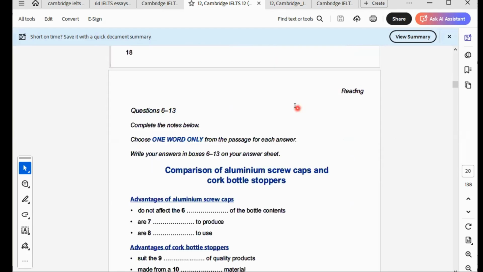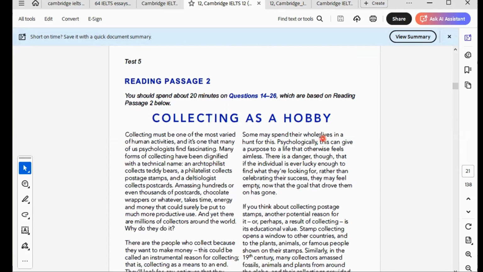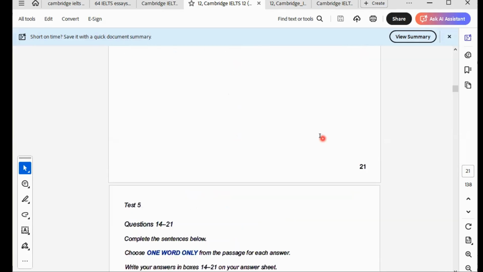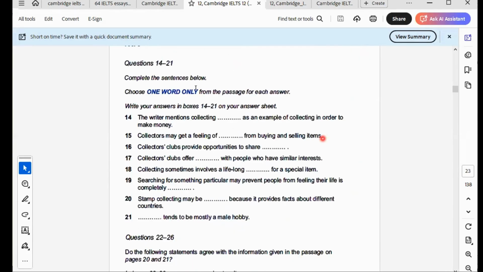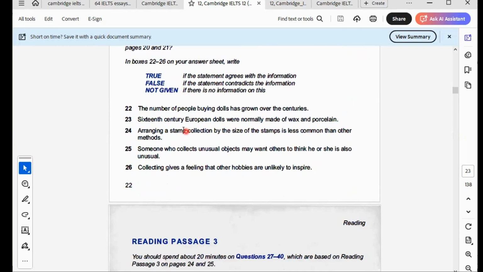Then section 2, we have reading passage 2. Title of this one is collecting as a hobby. And then we have the passage here. You can see the passage is also long, 2 pages. And then we have our questions. These are gap filling questions. We are filling gaps using words in the passage. And then we have true, false, not given questions.